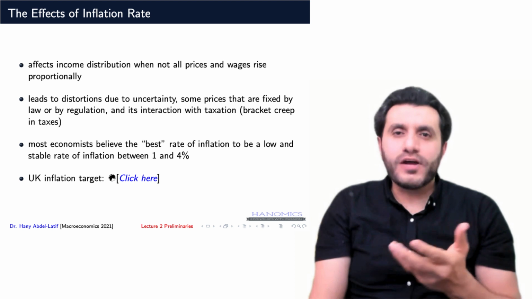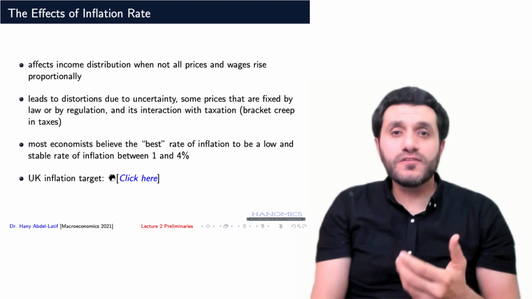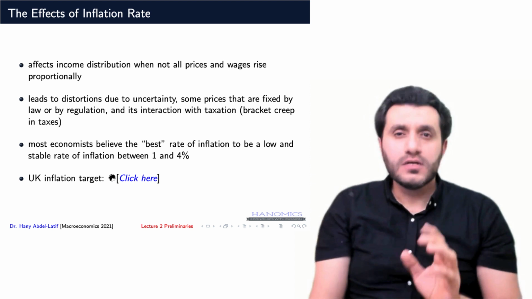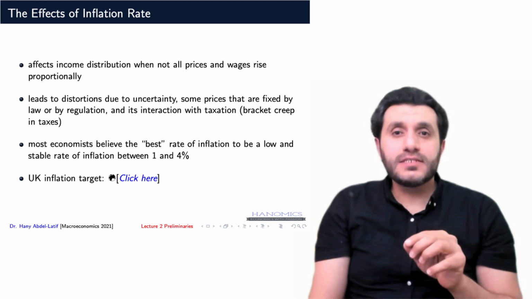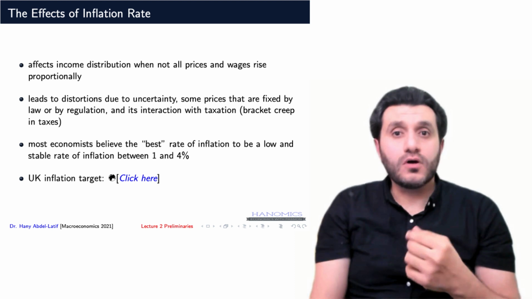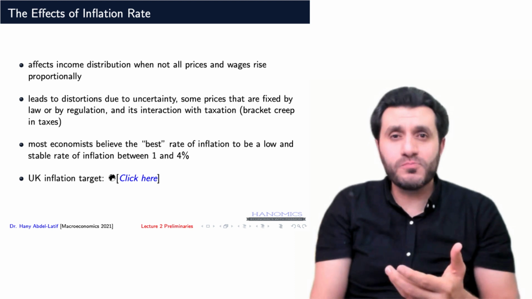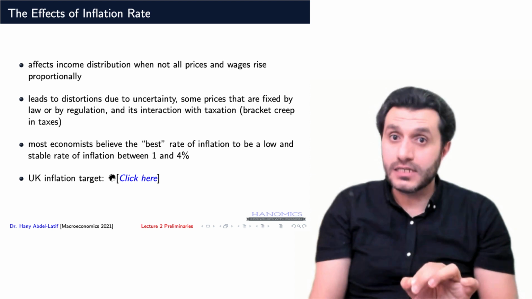So, what is the best rate of inflation? Most macroeconomists believe that the best inflation rate is a low and stable rate of inflation, somewhere between 1 and 4%. The link on this slide takes you to a page on the Bank of England or the UK Central Bank's website that states a 2% inflation rate target.